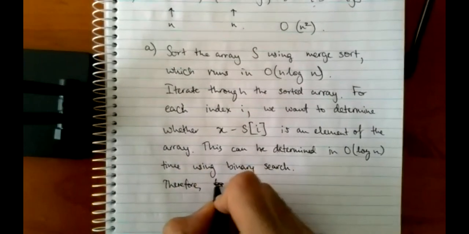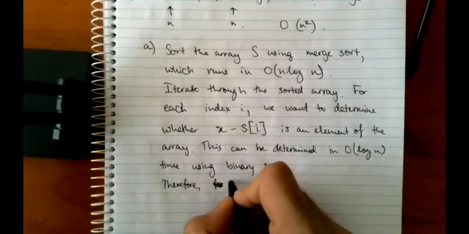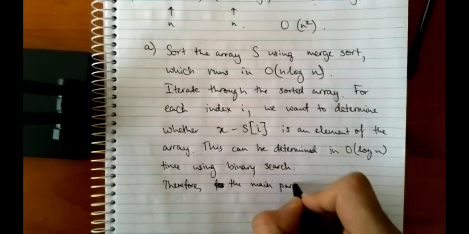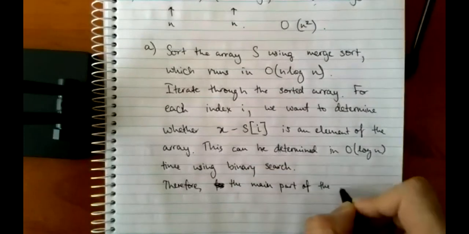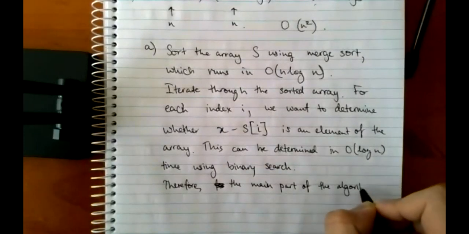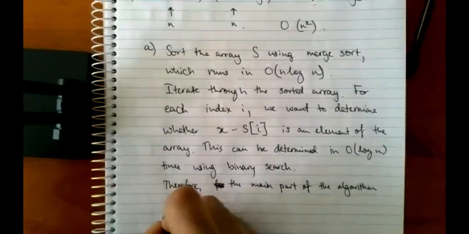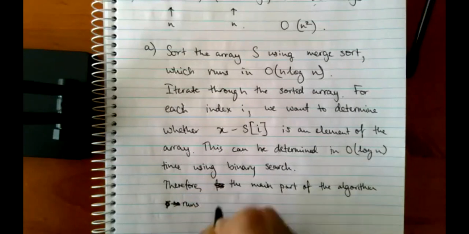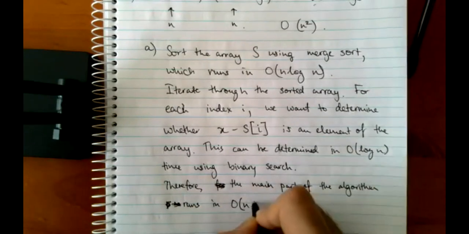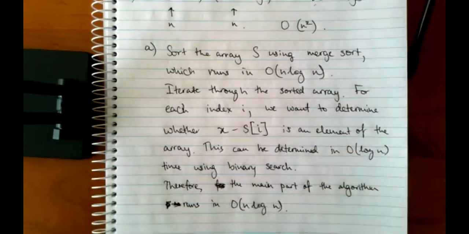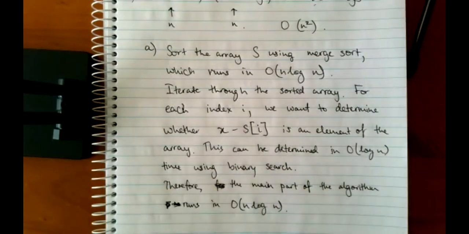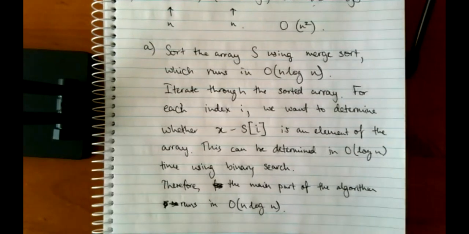Therefore, the main part of the algorithm runs in order n log n. Again, I don't think any further explanation is needed here. For each index i, of which there are n, we do log n amount of work. So this is n log n time.